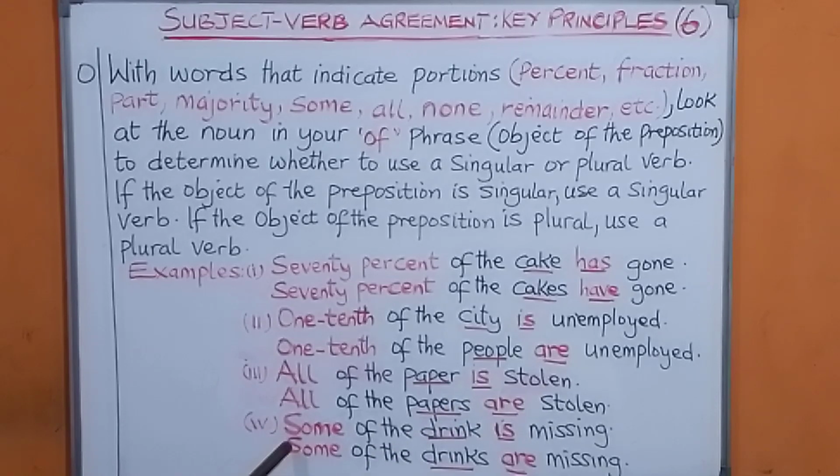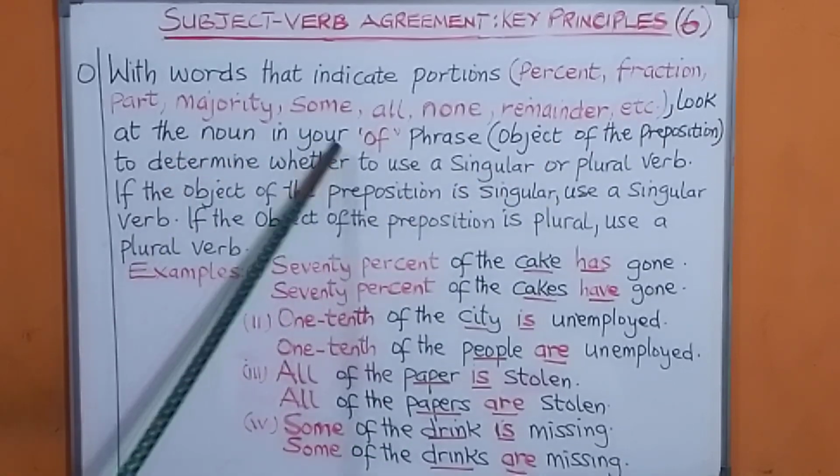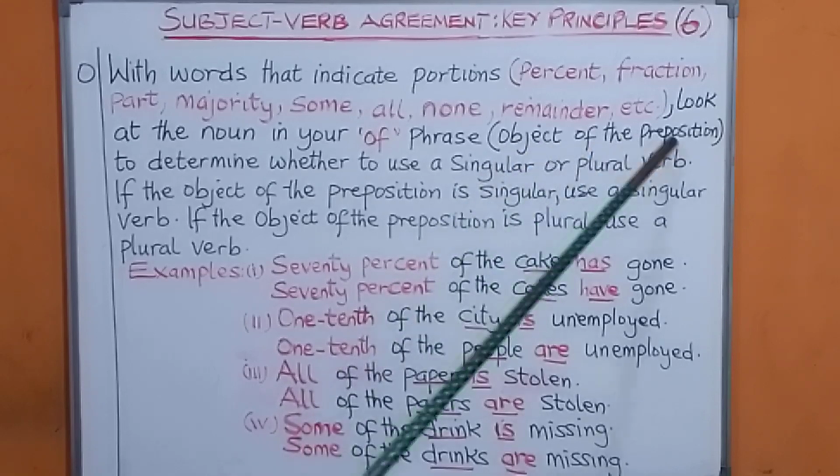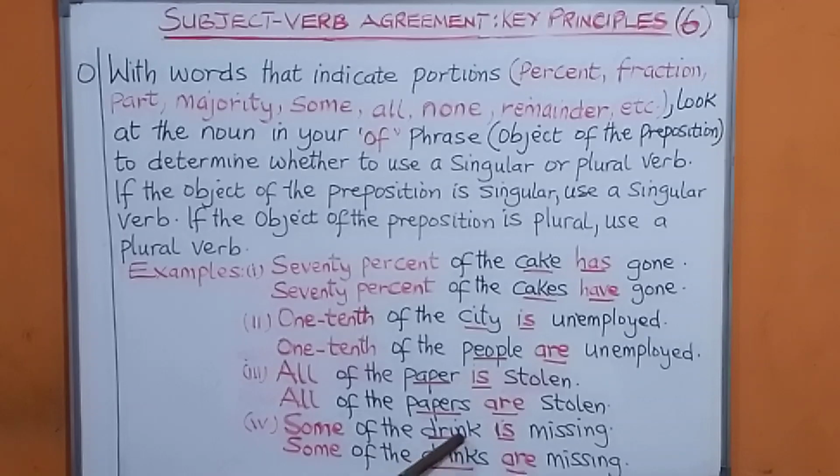Look at the next one. Some of the drink, to determine whether to use singular. Some of the drink is missing. But you see, some of the drinks are missing.